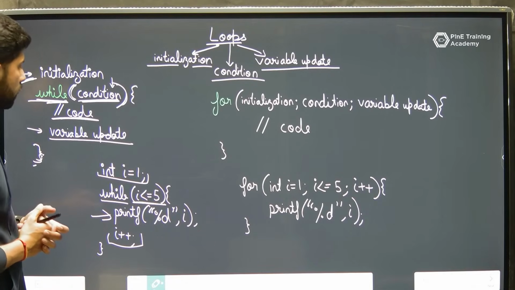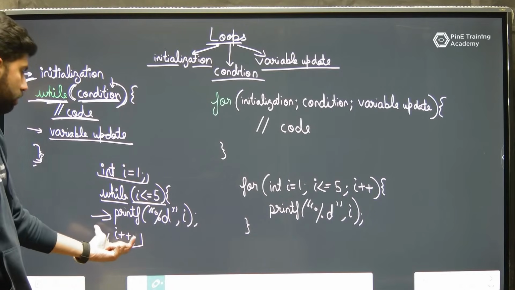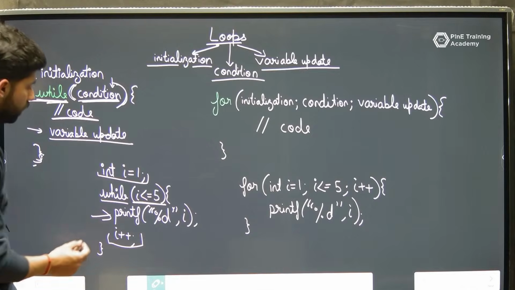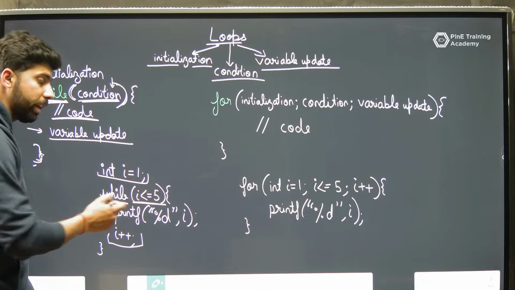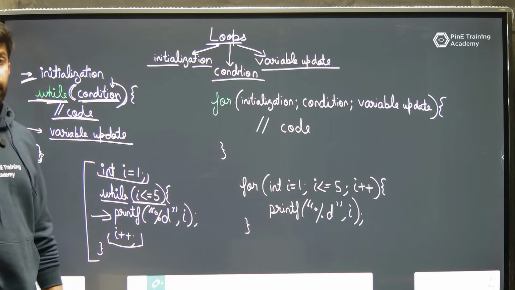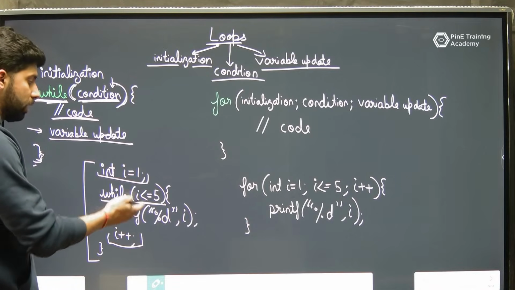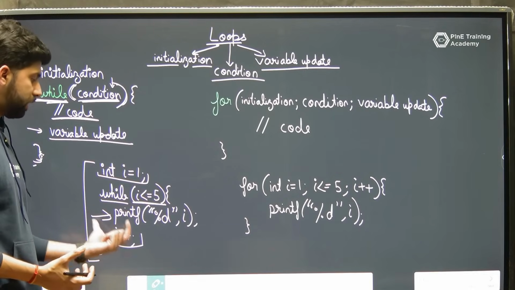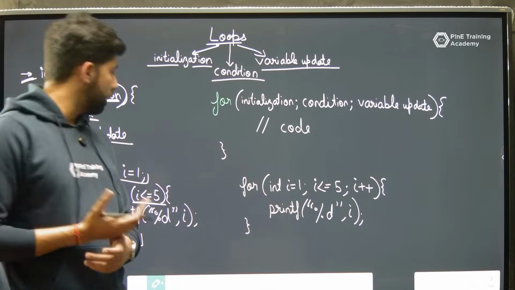So what will happen if I skip this step? If I don't do i plus plus, that means my i will never change, then this condition will never be false, and we will run into an infinite loop. So this is required to modify the condition. If we skip the variable update, our loop can go into an infinite loop.